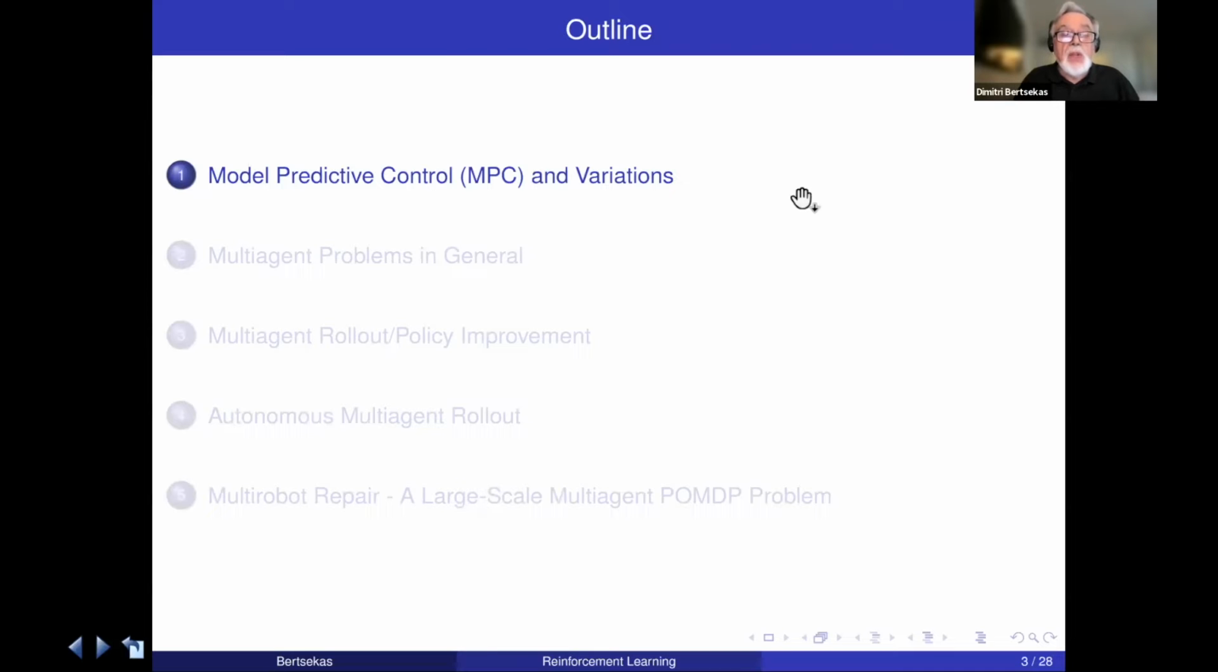So we're going to go into model predictive control now. And in this lecture, I'm going to use video clips from last year's lecture. And I'm going to go now to the clip.